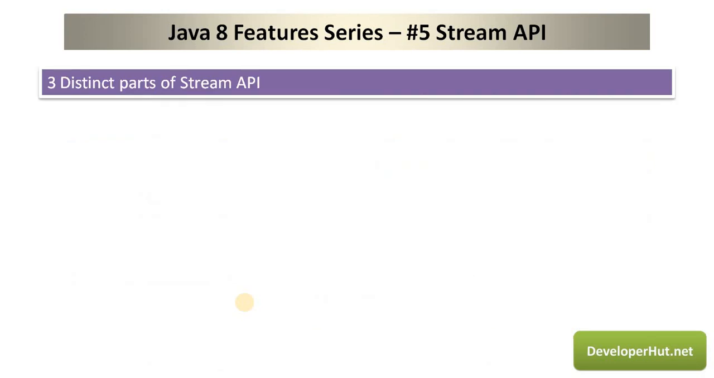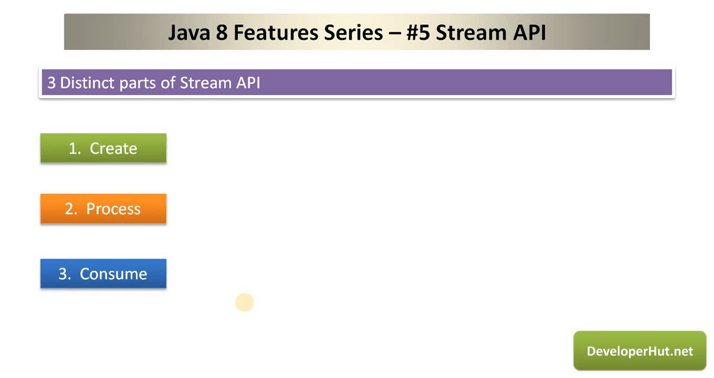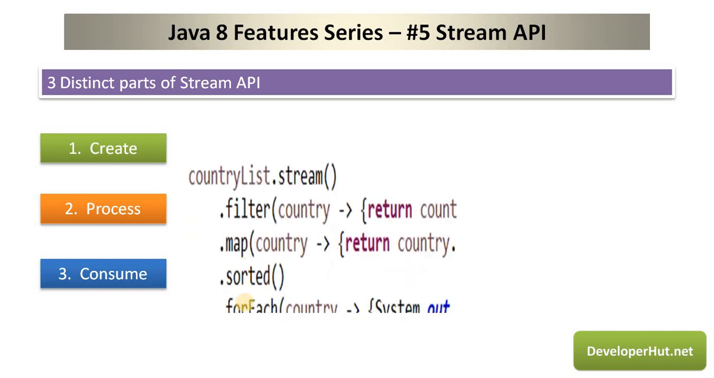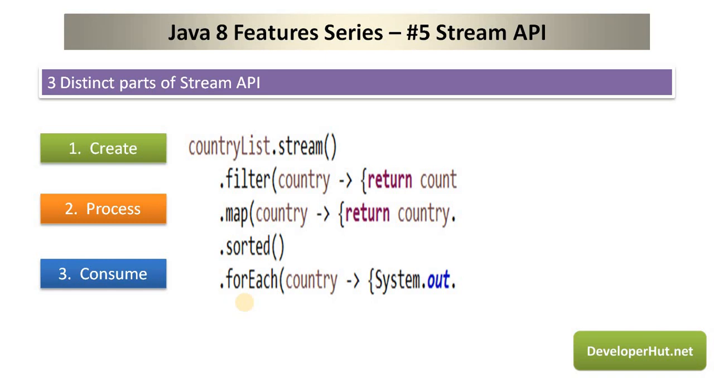Now if you see this carefully, the Stream API has three distinct parts: first is create, next is process, and then consuming the stream. So in our example, we wrote all this code and combined all the methods, and we get whatever desired output that we want.